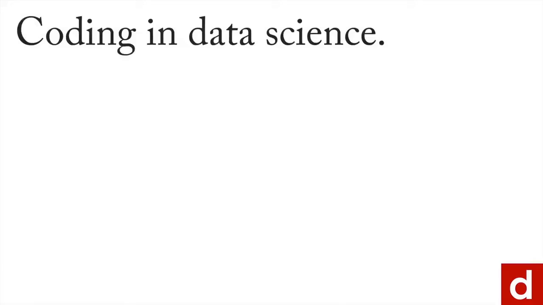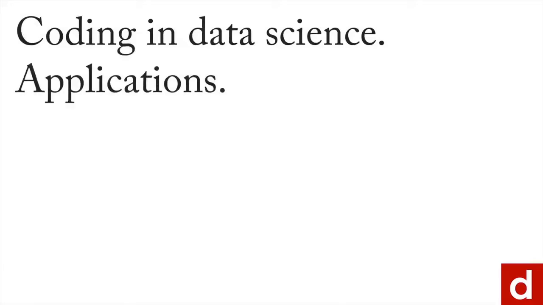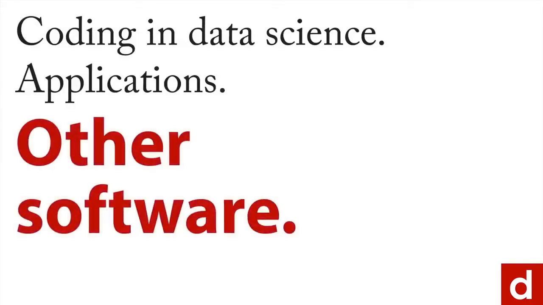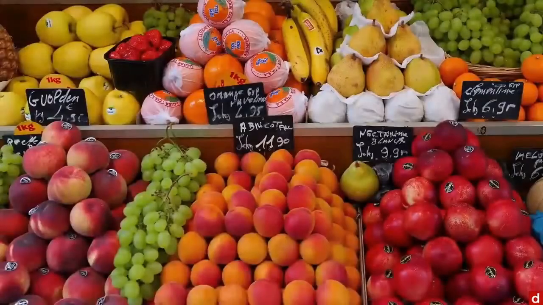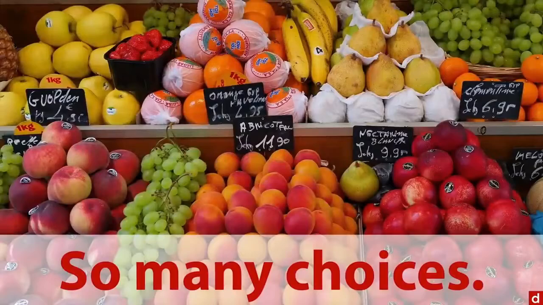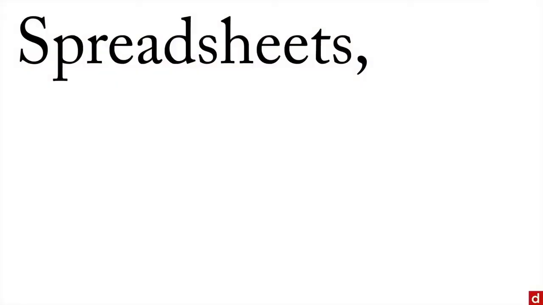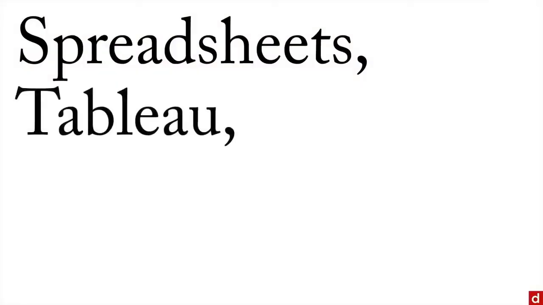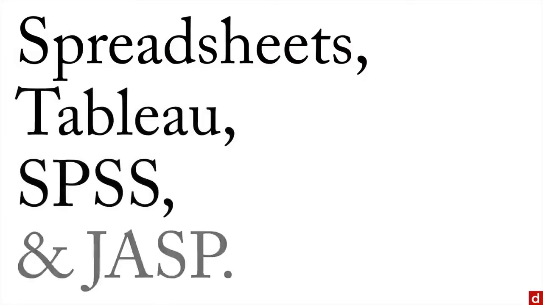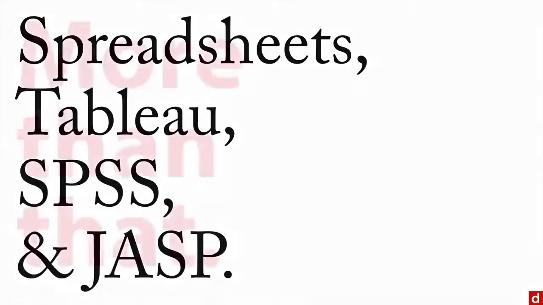Let's finish up our discussion of coding and data science, the applications part of it, by just briefly looking at some other software choices. And I'll have to admit, it gets kind of overwhelming because there are just so many choices. Now, this is in addition to the spreadsheets and Tableau and SPSS and JASP that we've already talked about. I mean, there's so much more than that.